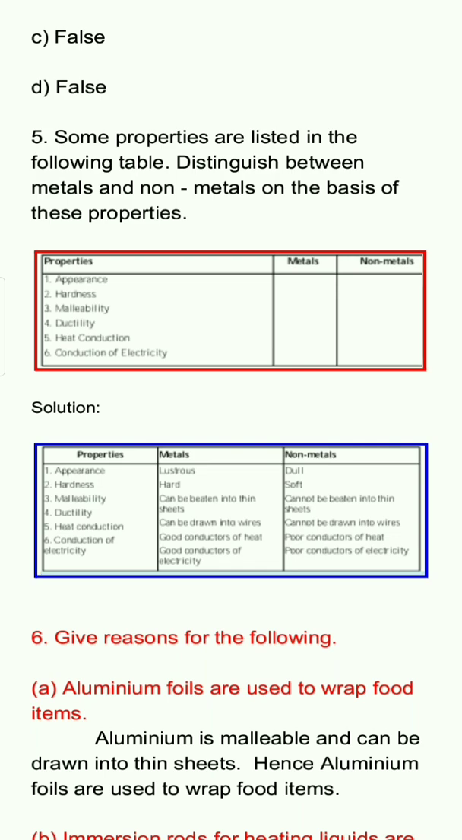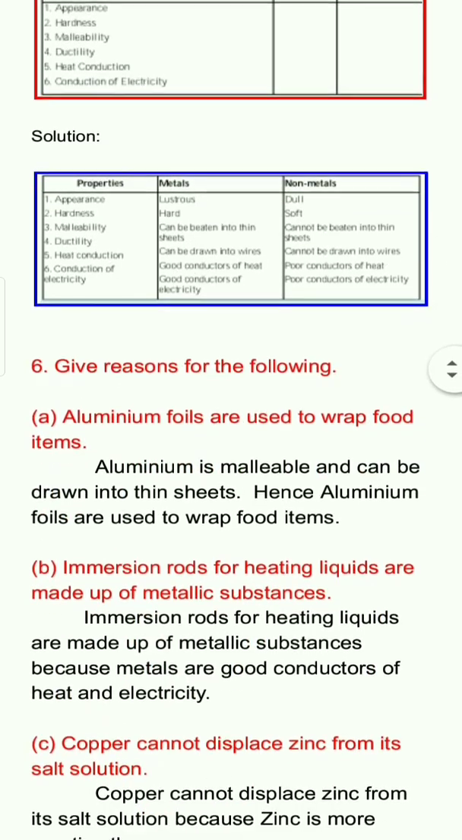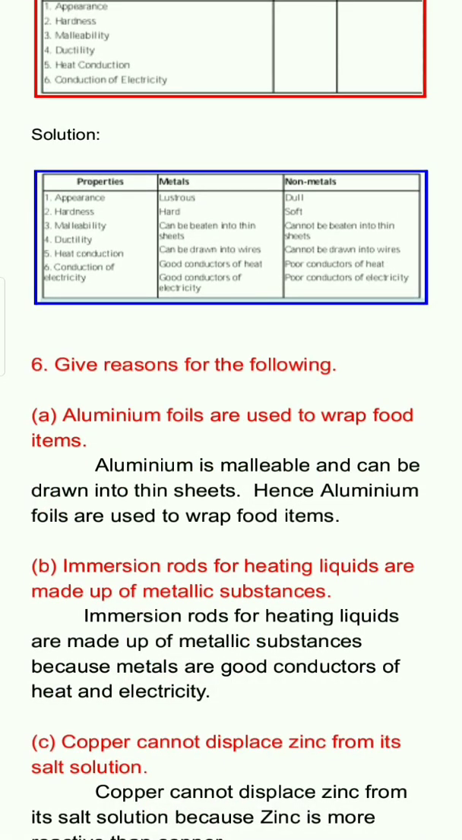Ductility: can be drawn into wires, cannot be drawn into wires. Heat conduction: good conductor of heat, poor conductor of heat. Conduction of electricity: good conductors of electricity, poor conductors of electricity. Question number 6. Give reason for the following.